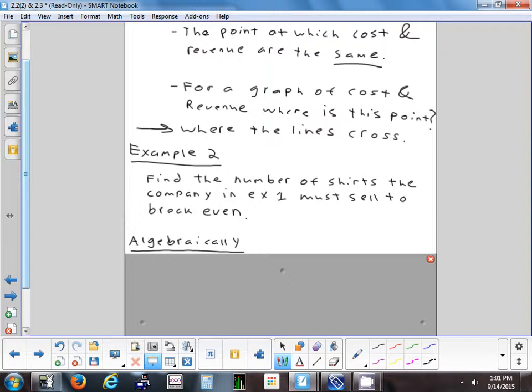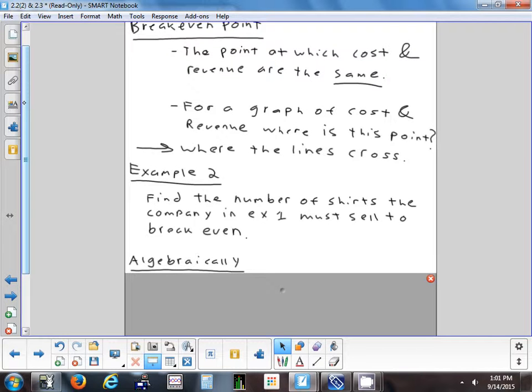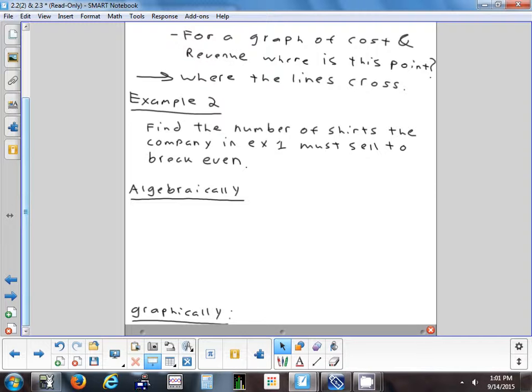Okay, we're going to do it two ways. One way algebraically, one way graphically. Since we just mentioned it's where the lines cross, let's do it graphically first. Does everybody have the definition of break-even point and where it is? All right, so graphically.